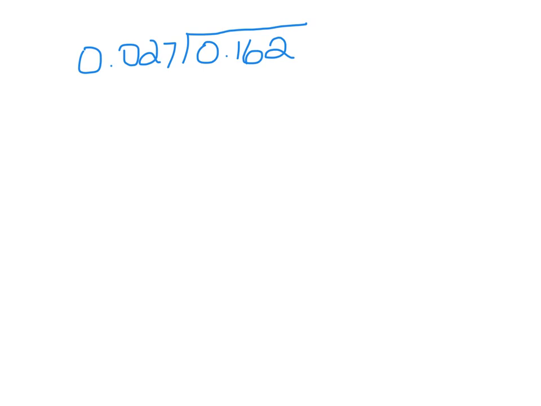Let's take a look at one last example. Here I have 3 places after my decimal. 1, 2, 3. So I need to move this 3 places. 1, 2, 3. It's going to go right here. I'm going to go ahead and rewrite that so it looks a little neater.